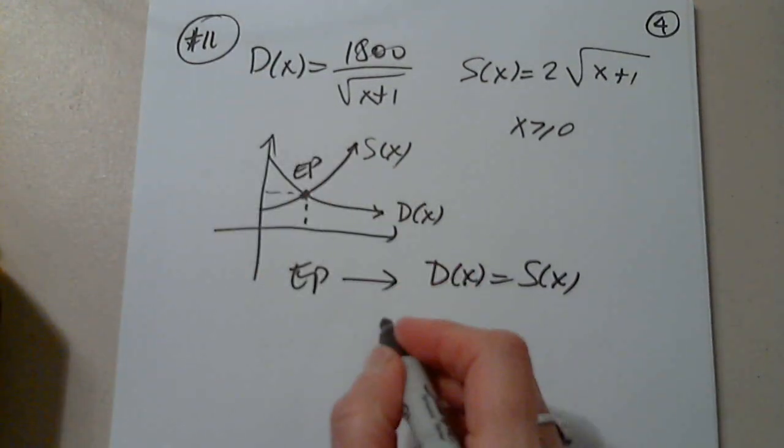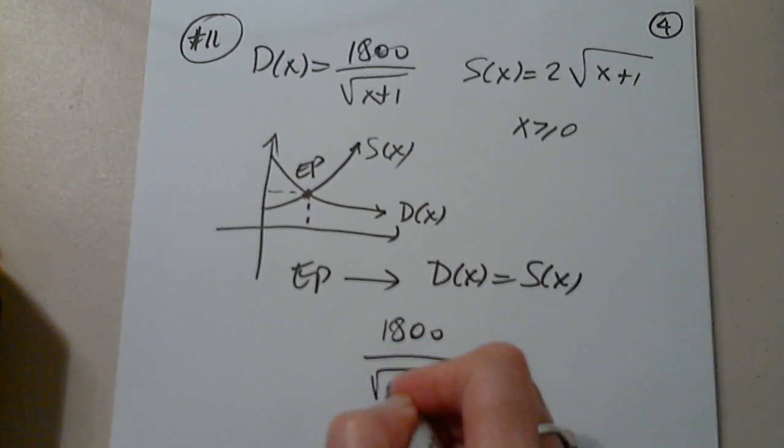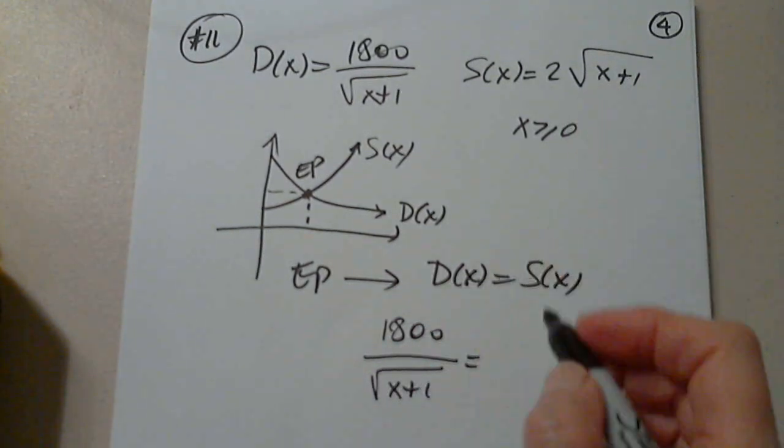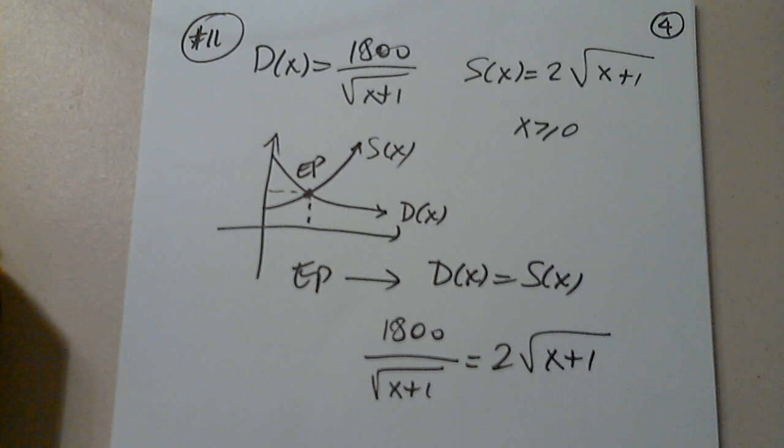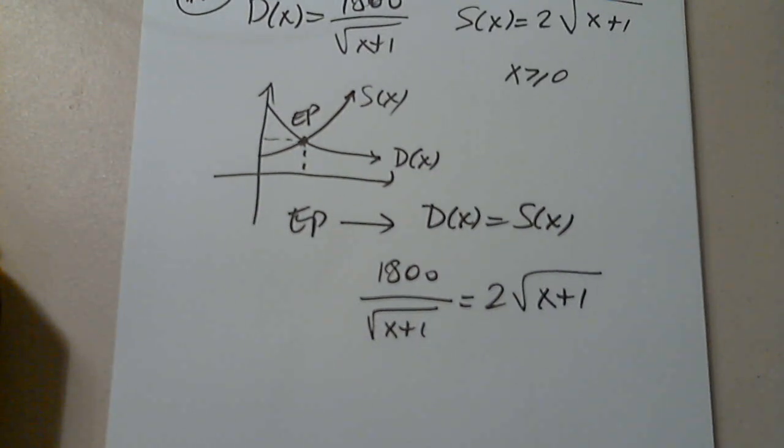The demand, 1800 over the square root of X plus 1. The supply, 2 times the square root of X plus 1. What type of equation is this? And how will I proceed? Any suggestions on how to continue? Any particular step that we need to perform now?